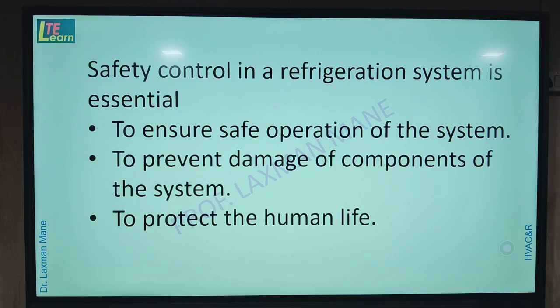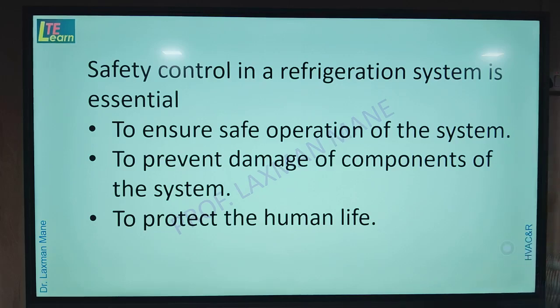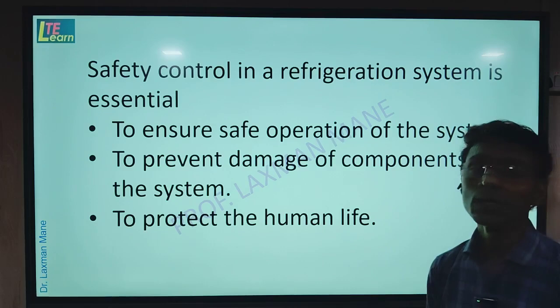If anything happens, it can lead to damage of the components of the system. So to prevent the damage of the components, and subsequently the cost of the system, safety controls are required. And in case of any accidental happening, to protect human life, safety controls are very important and essential in refrigeration and air conditioning systems.